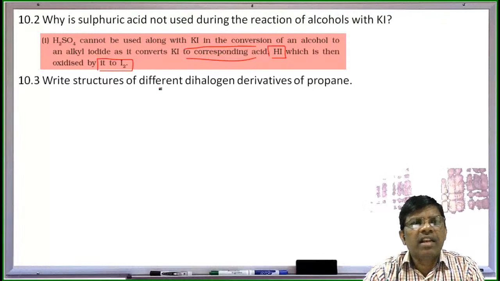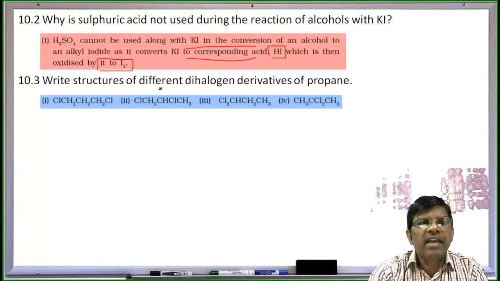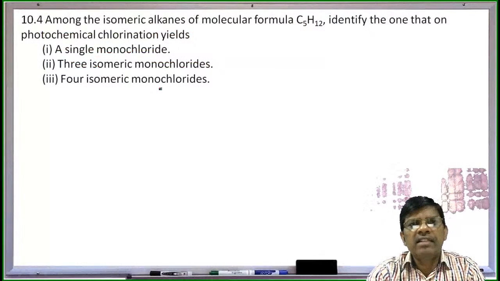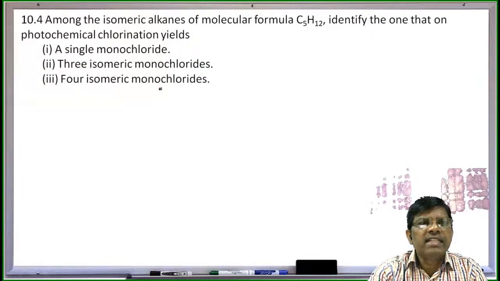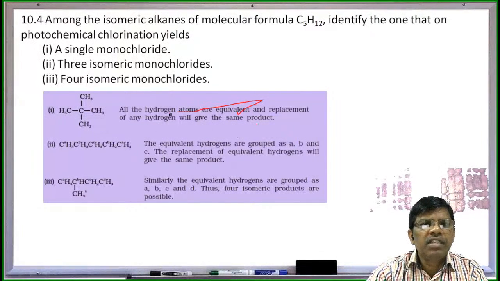Write structures of different dihalogen derivatives of propane. So you can write dihalogen derivatives. And among the isomeric alkanes of molecular formula C5H12, identify the one that on photochemical chlorination yields a single monochloride. Yes, so even if I substitute at this position, sorry, this position or this or this, all are similar compound or are the same compound. We have the 3 isomeric monochlorides.